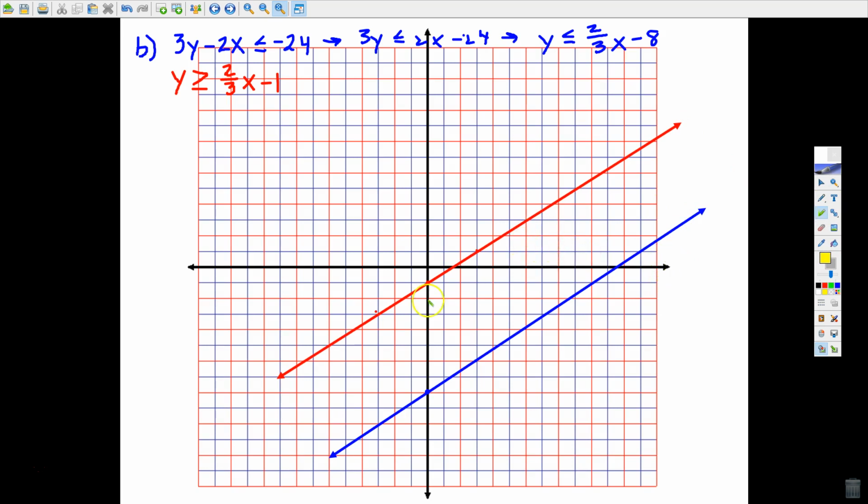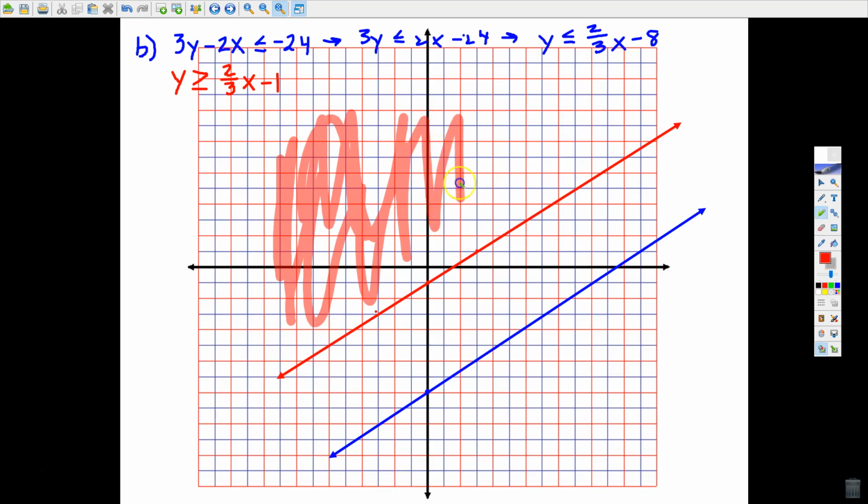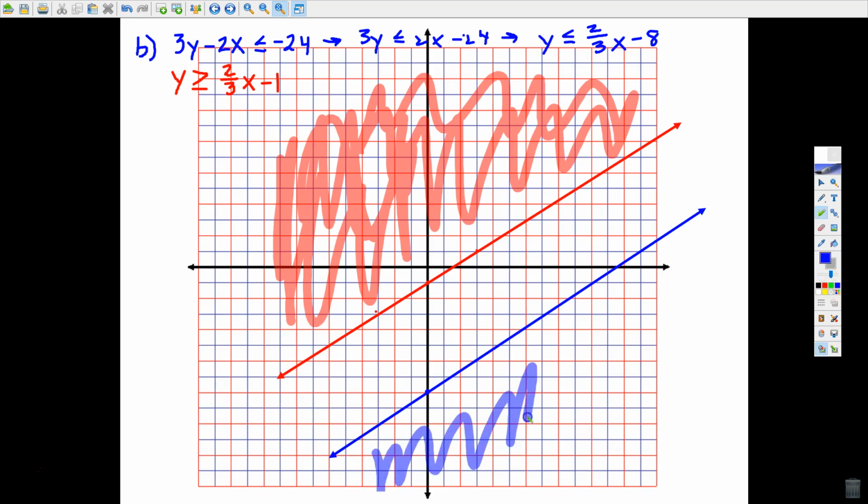Just because they're parallel, if this were a linear system, this would be no solution. But since it's a system of inequalities, we're worried about where the two shadings, the red and the blue, come together. Do they mesh? And you'll notice that in this case they do not. The shading for the red, greater than, would be above the line for the red. And then for the blue, it's going to be less than, which is below the line.